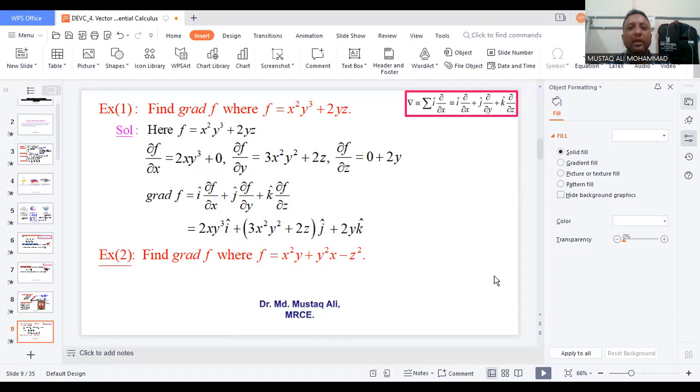j bar dou f by dou y plus k bar dou f by dou z is our gradient f formula. So let us substitute those values dou f by dou x, dou f by dou y and dou f by dou z in the gradient f. Then we get our required gradient f value. So i bar times 2xy cube, plus j bar times 3x square y square plus 2z, plus dou f by dou z value 2y times k bar. So here this is our required gradient.